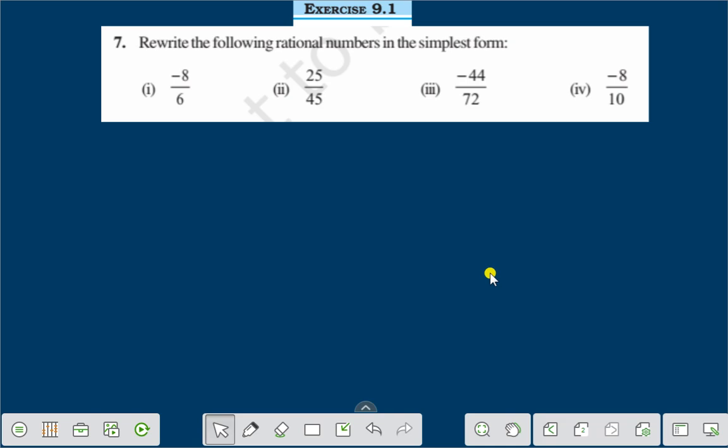Rewrite the following rational numbers in the simplest form: number 1, minus 8 by 6; number 2, 25 by 45; number 3, minus 44 by 72; number 4, minus 8 by 10. Let us take it into simplest form.